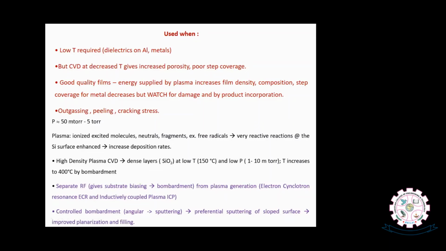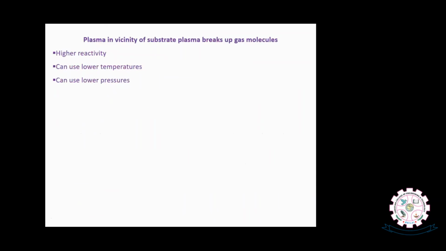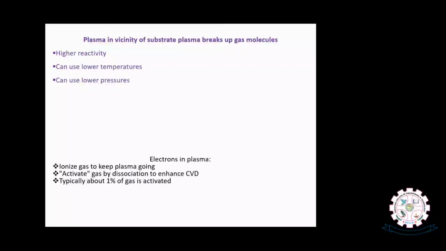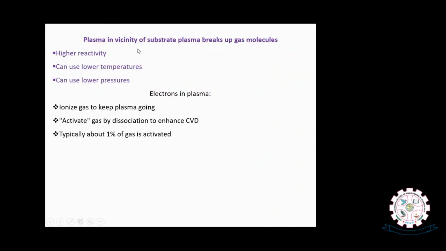So depending on the nature of the application and the material that I am using, you have to choose the particular technique. What plasma enhancement will do is enhance the reactivity, so you can use lower temperatures and low pressures. Lower pressure means you will have very uniform grain growth and a good quality thin film.